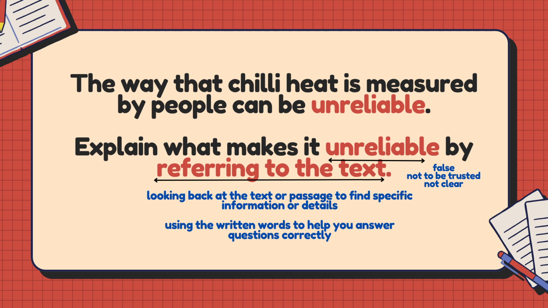And you have here, referring to the text. Explain what makes it not clear or unreliable by looking back at the text or passage to find out the specific information or details. Or simply, when we say referring to the text, it means you need to use the passage, you need to use the story or the text, the written words, to help you answer the questions correctly. So, again, you will be using some words from the text, from the story, or from the written words for you to explain the question.